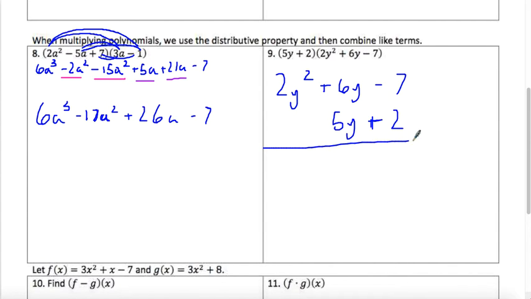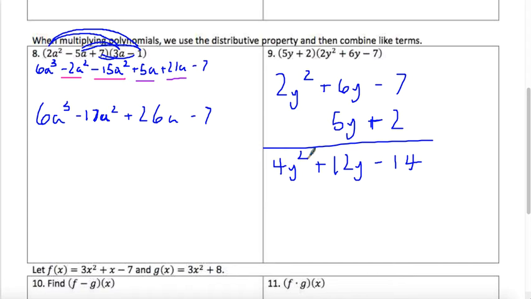So I'm going to multiply 2 times negative 7 and get negative 14. 2 times 6, so just like you were multiplying numbers in elementary school, 2 times 6y is 12y. And 2 times 2y squared is 4y squared. Notice it is important to keep track of the signs. Now I'm going to do the 5y. So 5y times negative 7 is negative 35y.